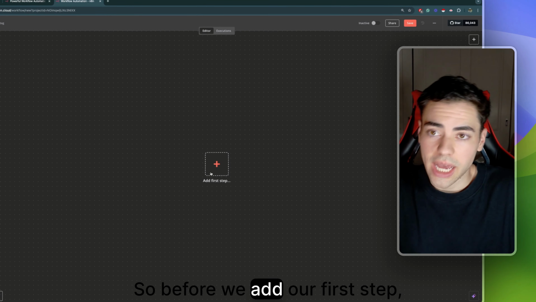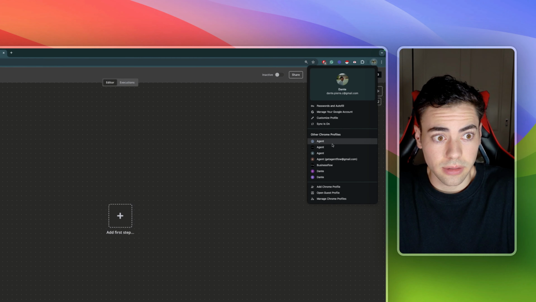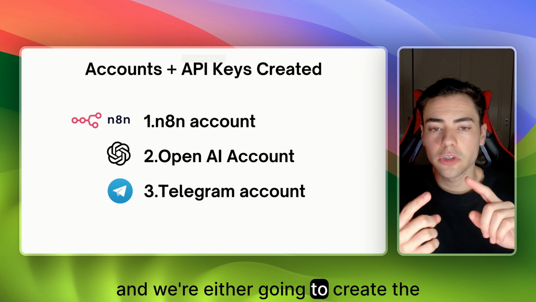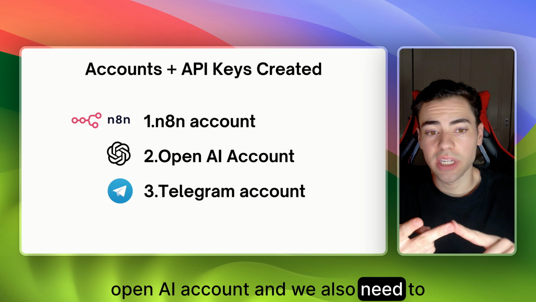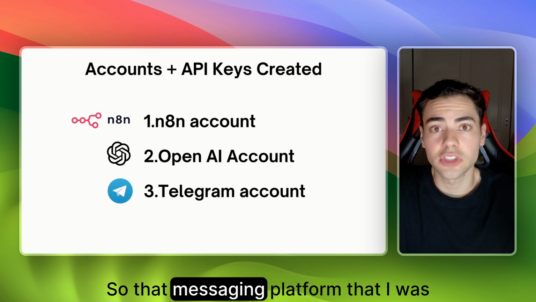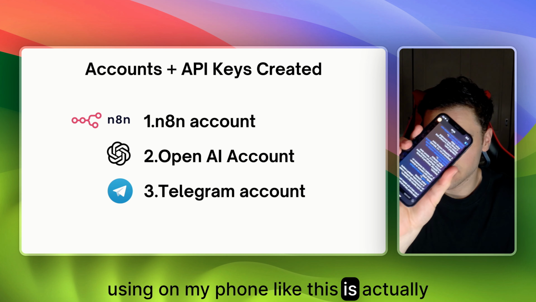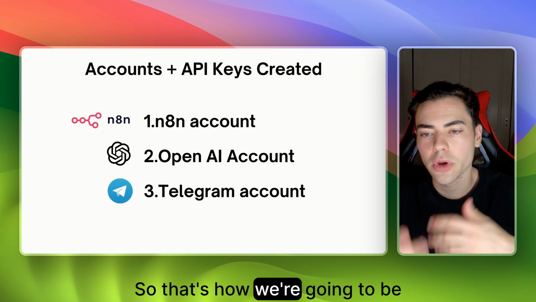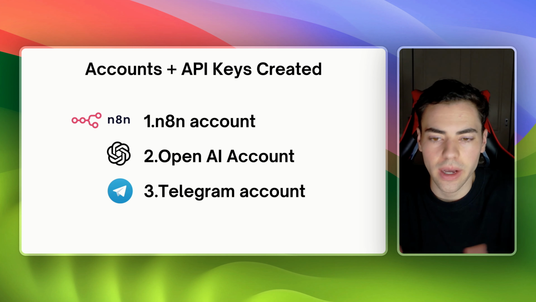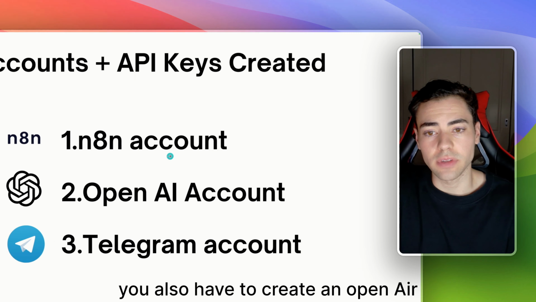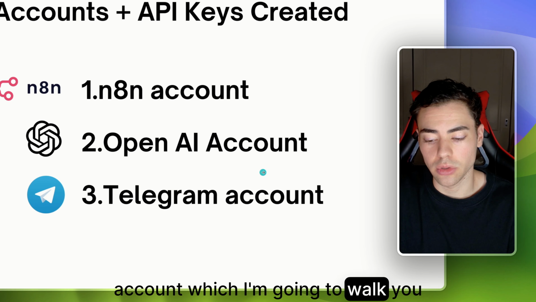So before we add our first step, let's go back. And we're either going to create the OpenAI account, and we also need to create the Telegram account. So that messaging platform that I was using on my phone, like this, is actually Telegram. So that's how we're going to be interacting with our AI agents. You also have to create an OpenAI account, which I'm going to walk you through right now.